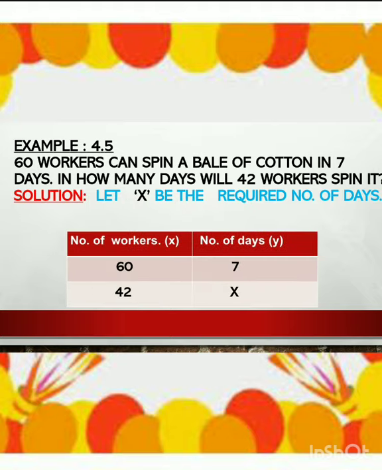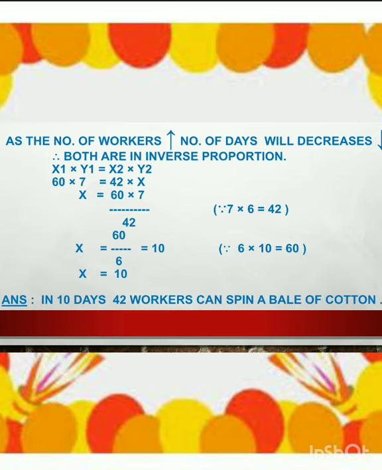60 workers can complete the work in 7 days. So we can write 60 and 7 in the table as shown on the screen. Then we are supposed to find the number of days taken by 42 workers. So we can write 42 and x in the table as shown on the screen. Here, as the number of workers increases, number of days will decrease. So it is in inverse proportion.